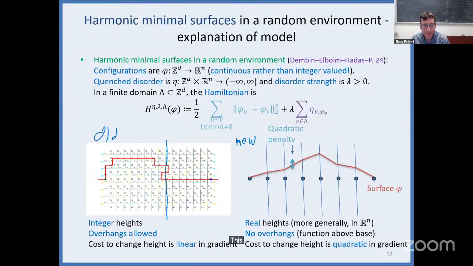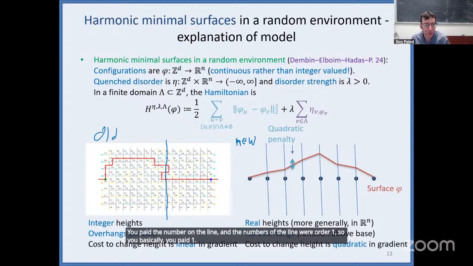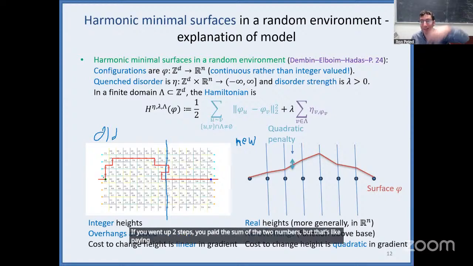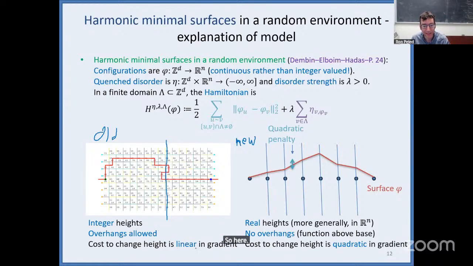This is again a bit different from here. Here, when you went up, you paid the number on the line, and the numbers on the line were of order 1. So you paid 1. If you went up 2 steps, you paid the sum of the two numbers, but that's like paying 2. If you went up by 100 steps, roughly 100. So here, the cost to change height is linear. Here, it is quadratic. But in fact, it will make it easier. We will see. Everything about this model is special.